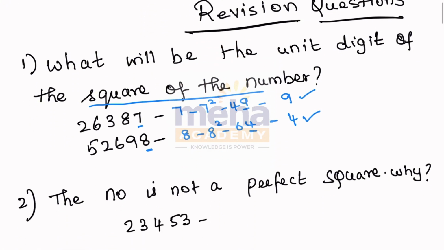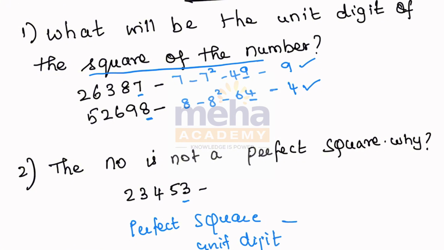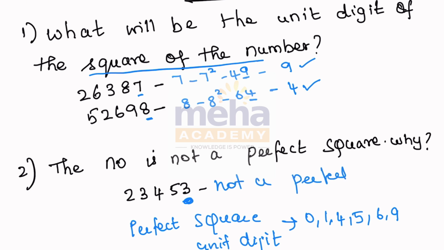Next question. The number is not a perfect square. Why? Because if it is a perfect square, the unit digit will always end with 0, 1, 4, 5, 6 and 9. Here the number ends with 3. So this number is not a perfect square.